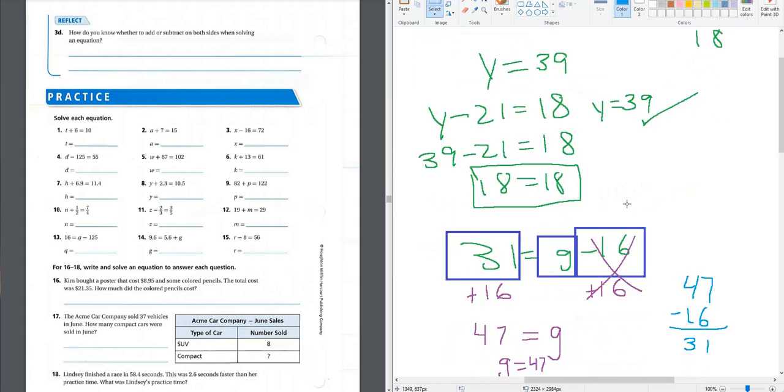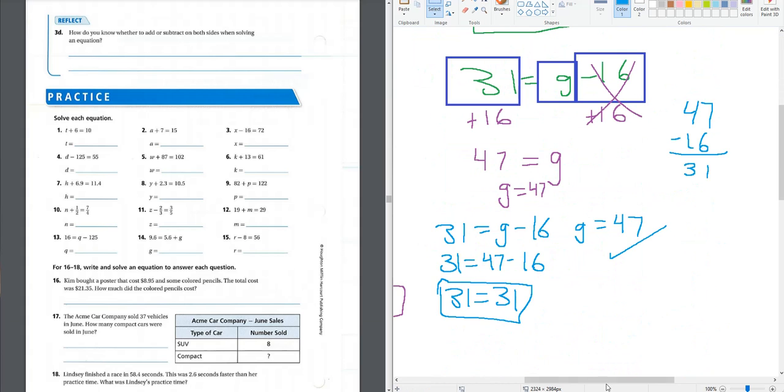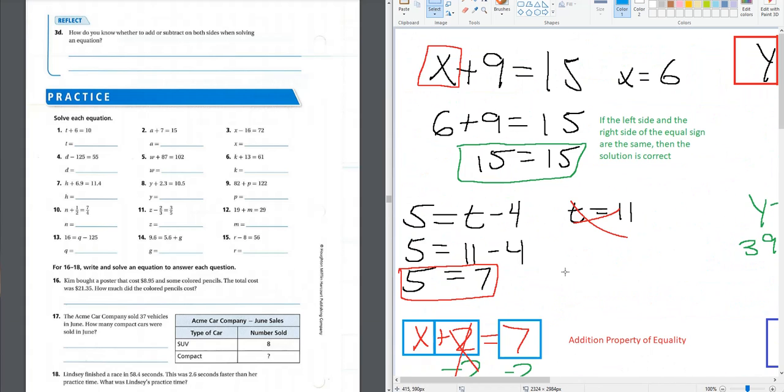And that's pretty much it for today. We went over how to check solutions. So with that one, all we're doing is plugging in whatever solution we have, whether they gave it to us or we solved for it, and just plugging it in and working it out. If the left and right side are the same, awesome, it's a correct solution. If the left and right side are not the same, something went wrong. That's not the correct solution.